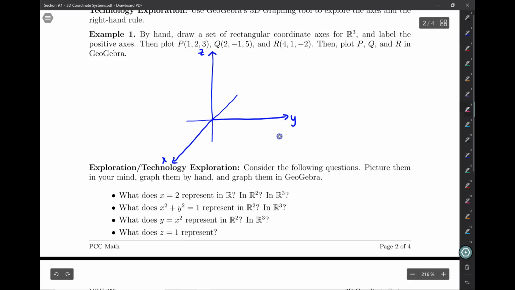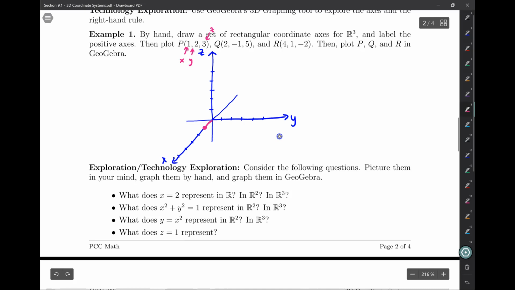So let's start off with the point (1, 2, 3). Why not? This means that x is 1, y is 2, and z is 3. So we're going to go 1 unit, and let's put our scaling in. 1, 2, 3, 4, 5 on each axis. That looks good. So we're going to go 1 unit in the x direction to get us to here. We're not done yet though, right?